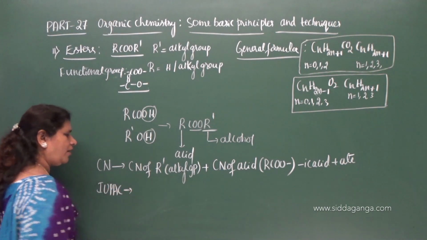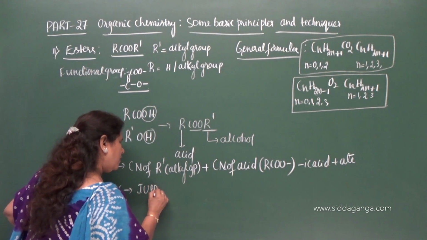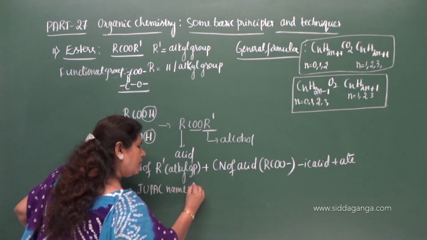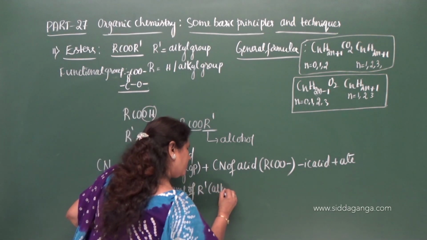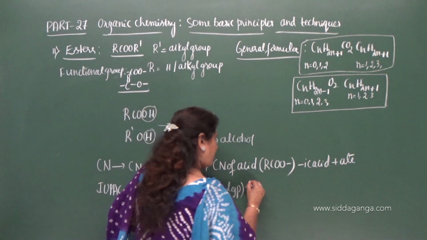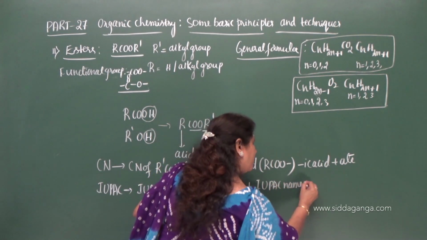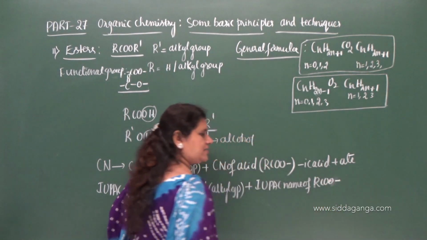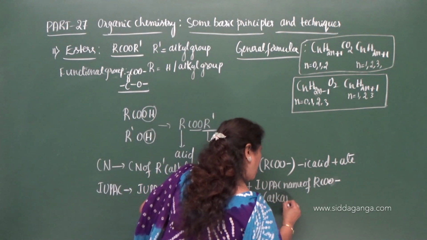Here also you have to give the IUPAC name. The IUPAC name of the alkyl group R dash is nothing but the alkyl group, followed by the IUPAC name of RCOO, which is nothing but an acid. So the IUPAC name of the acid. What is the IUPAC name of an acid?